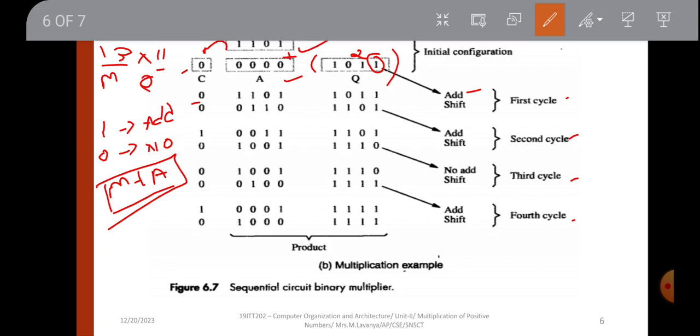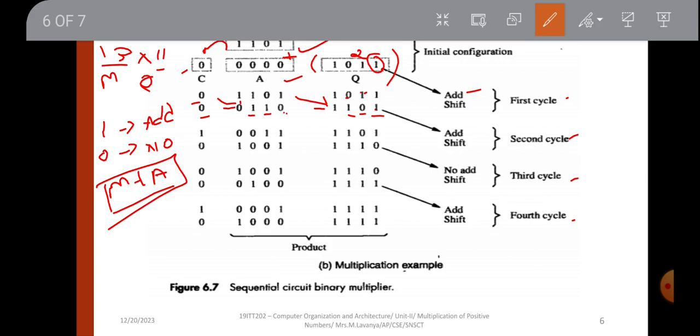The second step is the shift process. In this, we have to perform a right shift. Each bit is shifted one position to the right, and the carry is shifted here, and again the carry will be 0. Combined, this addition and shift is the first cycle. We have completed the first, and then we have to perform the second cycle.